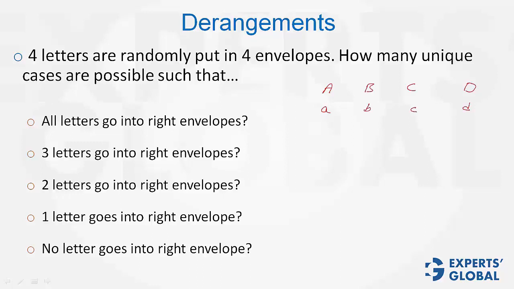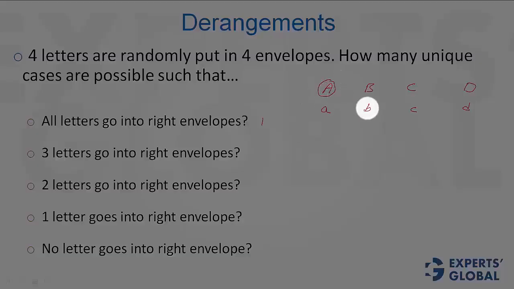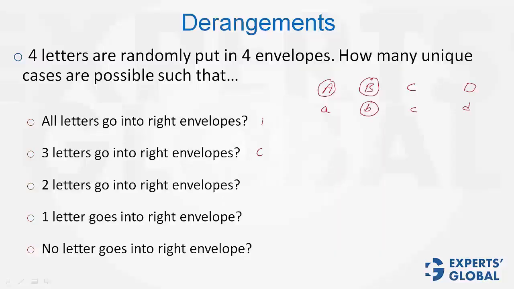First question, all letters go into right envelopes. Of course, there is only one case. The answer here is 1. Second question, 3 letters go into right envelopes. Imagine, is that practically possible? If one letter, say A, goes into the wrong envelope, let's say it goes into the envelope of B, then the letter B is also bound to go into some wrong envelope, A, C, or D. Therefore, this case is not possible. The answer is 0 here.